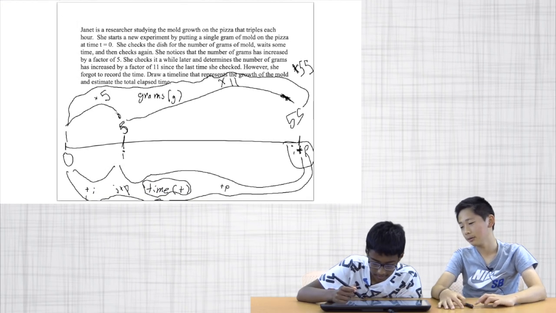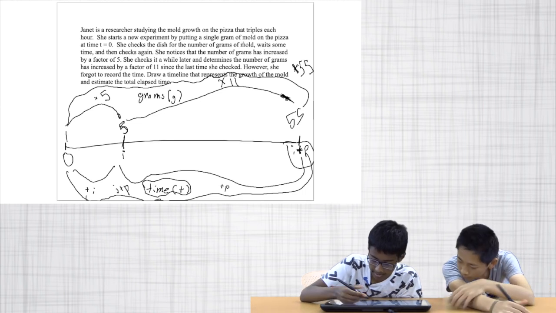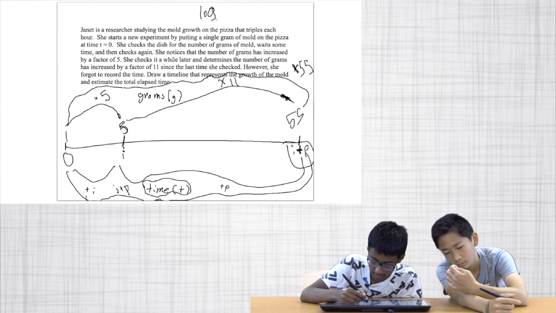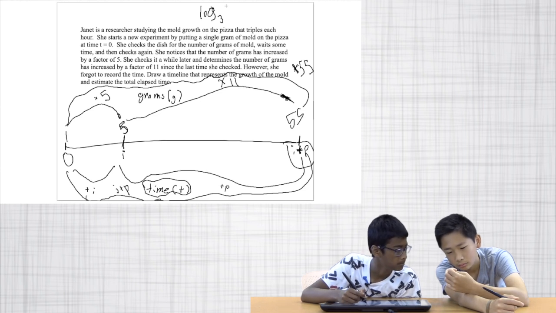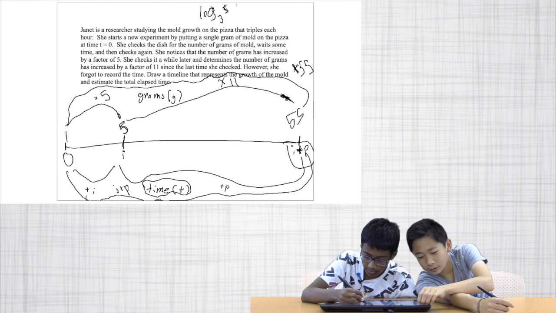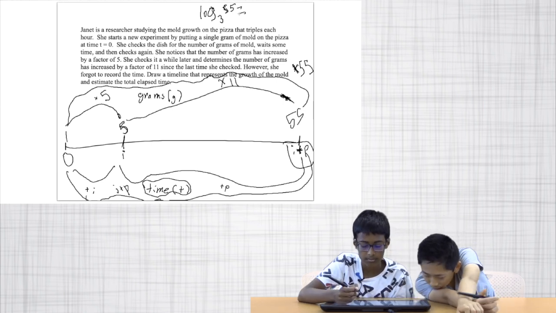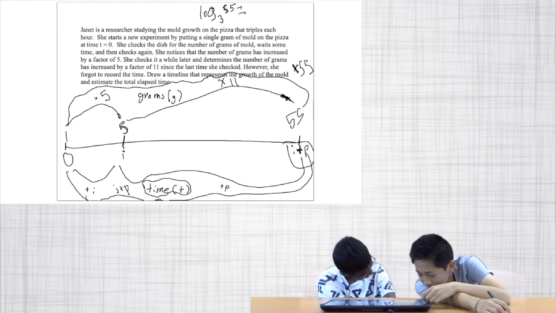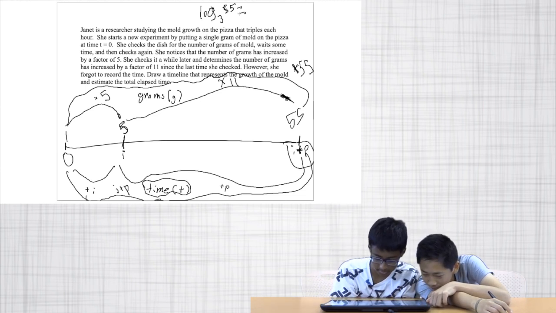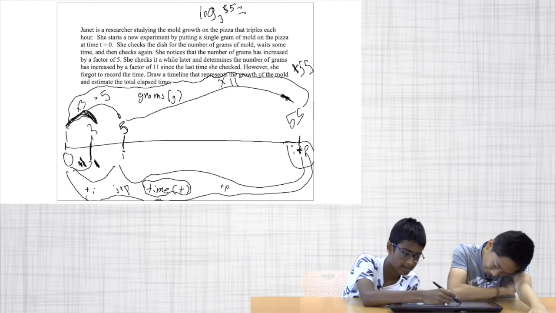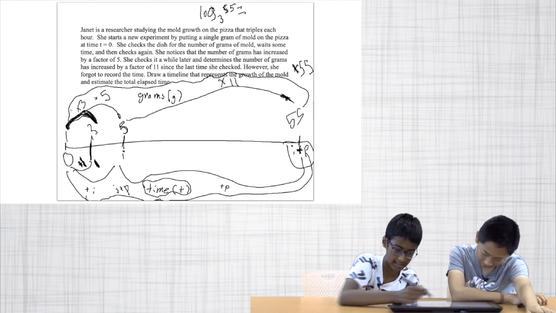So we want to estimate the total elapsed time. So it's this, and the growth factor is 3 because it triples. Okay, so you think it's log base 3 of 55? Yeah. And if a log is an exponent, what exponent are you seeing? Each time there's a times 3, and we're trying to figure out how many times 3's to multiply to get the times 55.